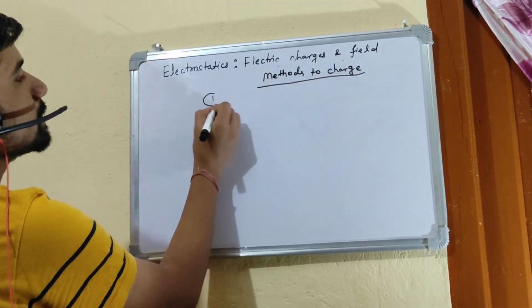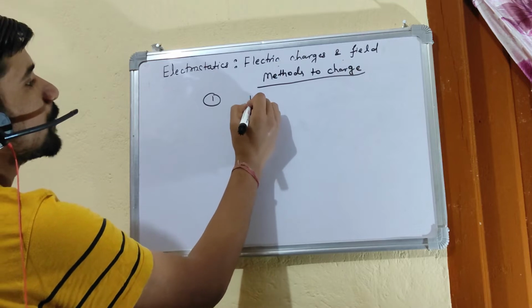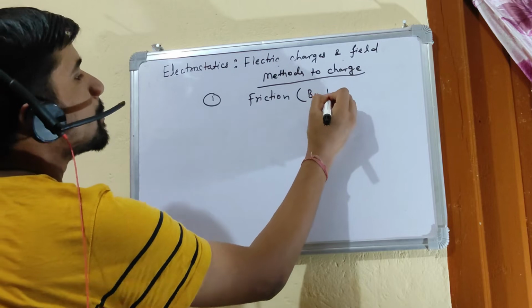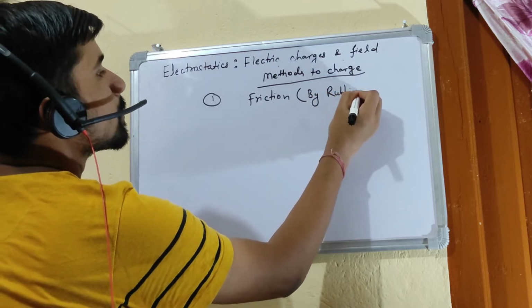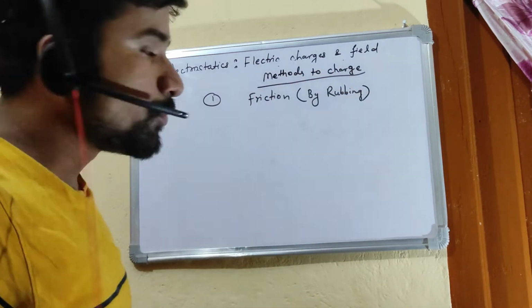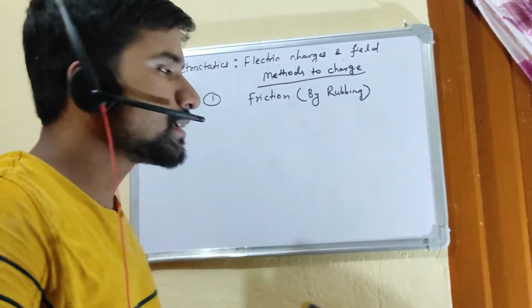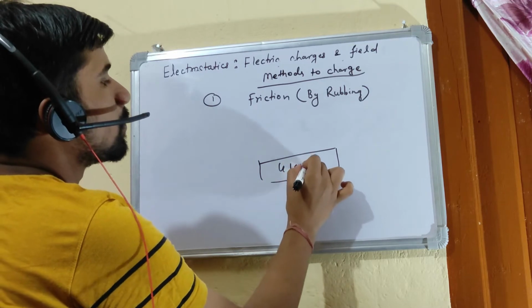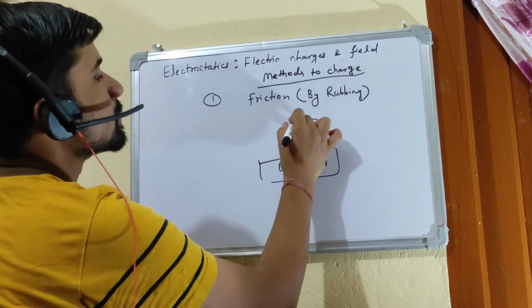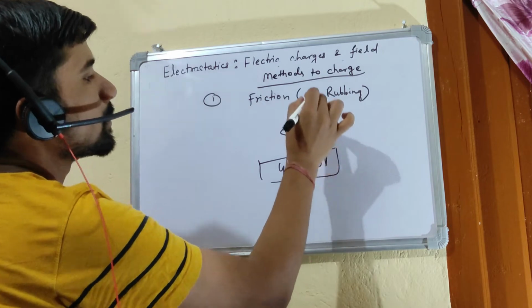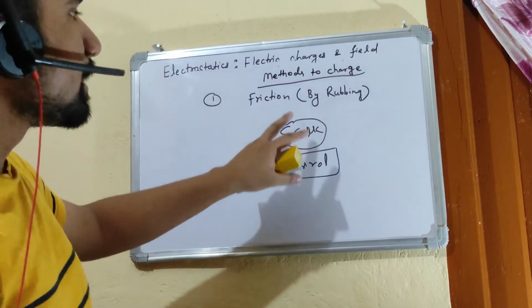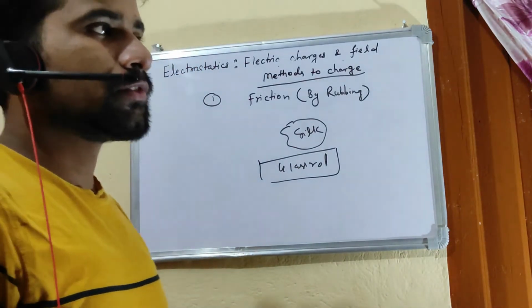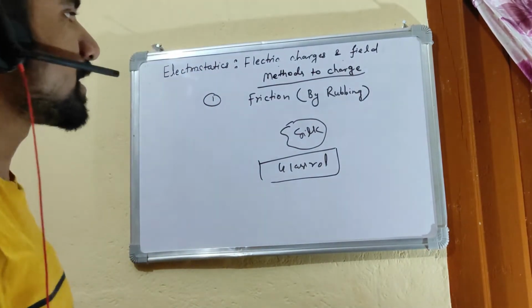So the first method is called friction, or simply we can say it is by rubbing. Okay, so we just saw in the beginning of this lecture that when a glass rod is rubbed against a piece of silk, they developed an equal and opposite charge. Let me not say equal, we will talk about that, but they develop opposite nature of charges.